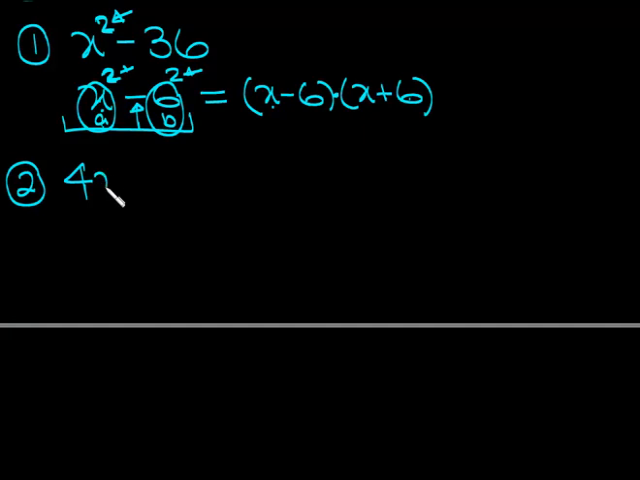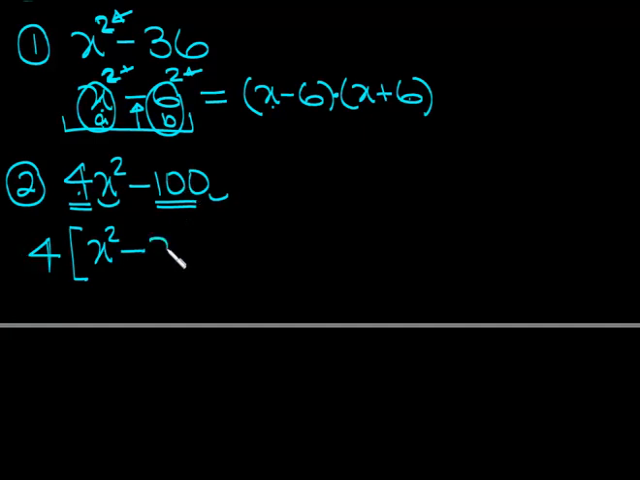Let's say if I have 4x squared minus 100. Again, they want me to factor this, so look for the greatest common factor. I have a 4 here and a 100. Can we think of a number that divides both 4 and 100? Sure, it's 4 itself. Okay, I have two x's here, I have no x's here, so I can't take any x's out. So let's just write down what's left. 4 divided by 4 is 1, so I'm just left with x squared, minus 100 divided by 4 is 25.